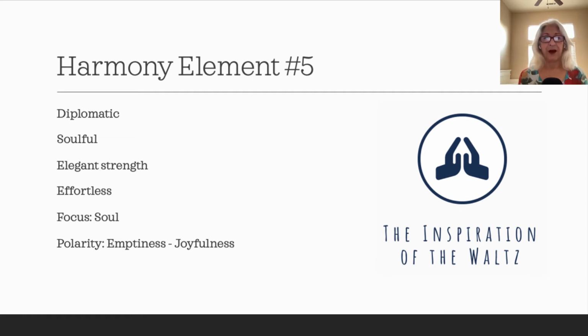So guess what? The focus here is on the soul, as in, what's really down inside, your core value system. And we look at the polarity here, and this is from emptiness, which is like you feel nothing, to joyfulness, which sometimes can be a little bit overbearing as well, right? So you want to find that happy balance in the middle. So those are our 5 harmonies.